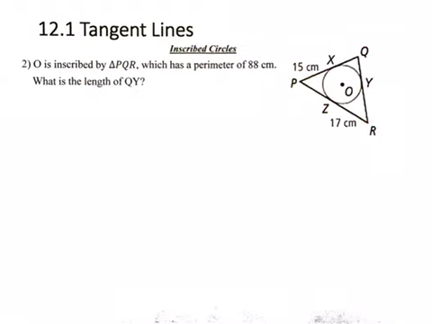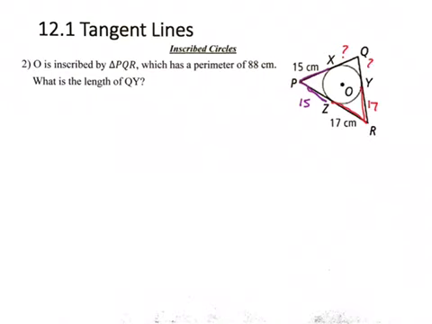Question 2, very similar. It says O is inscribed by triangle PQR, which has a perimeter of 88 centimeters. What is the length of QY? So this time we're working backwards, and we know that the total perimeter is 88. So let's go ahead and see if we can figure out any other measurements. Well, XP and PZ should be congruent, so this would be 15. ZR and YR are congruent, so this is 17.